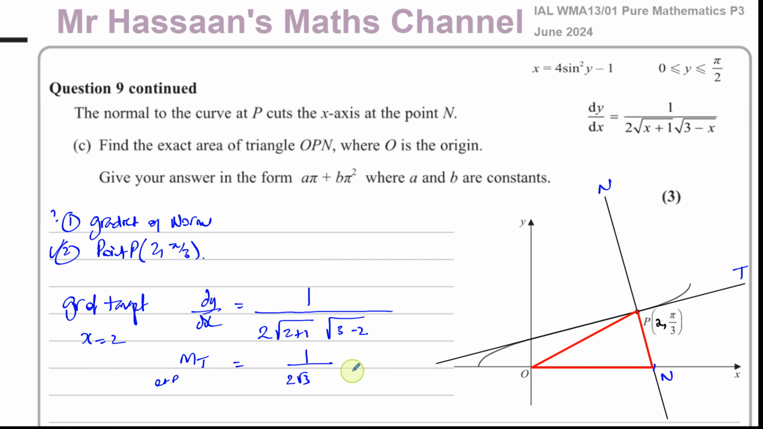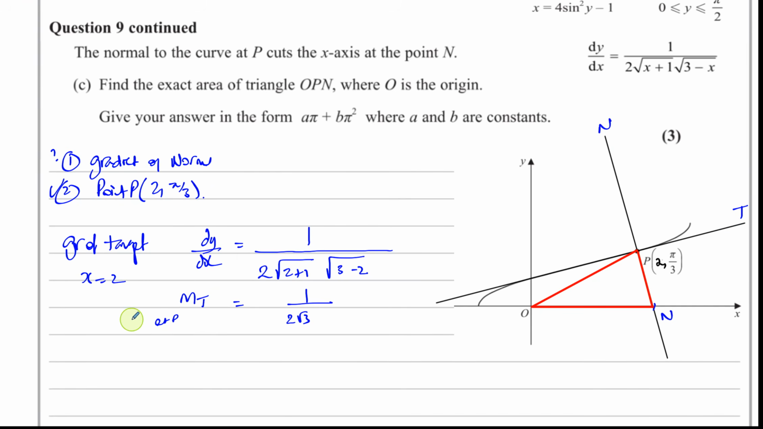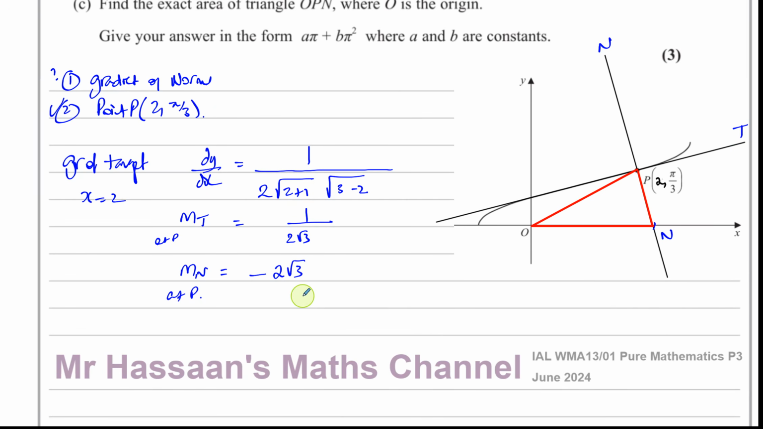We need the gradient of the normal. Now, I was going to rationalize this, but there's no need to. Why? Because the gradient of the normal is going to be the negative reciprocal of this. So I'm going to change its sign and write it upside down, so it's 2 root 3. So that's the gradient of the normal to the curve at the point P. So now we have enough information for us to work out the equation of the line. In fact, we don't even need the equation of the line. We just need to know where that line hits the x-axis. So I'm going to set it up. I'll say y minus y1 equals m times x minus x1.